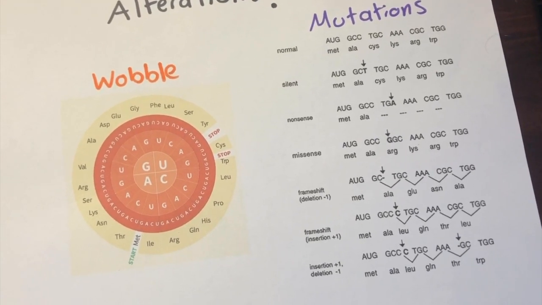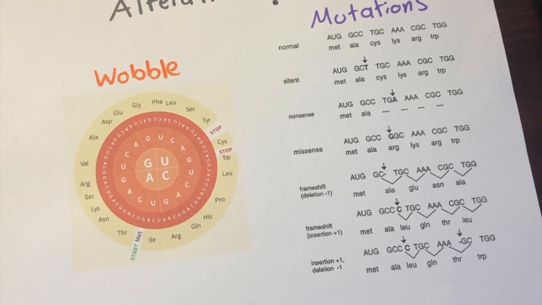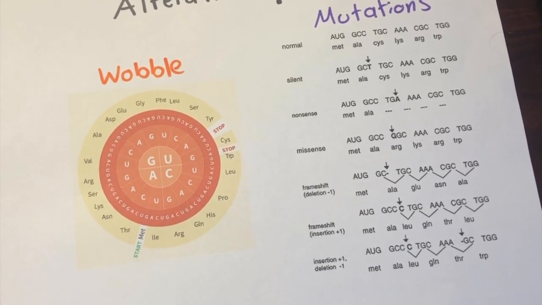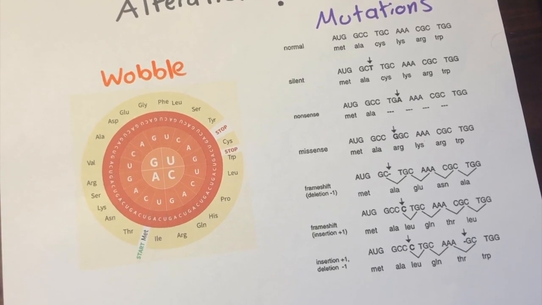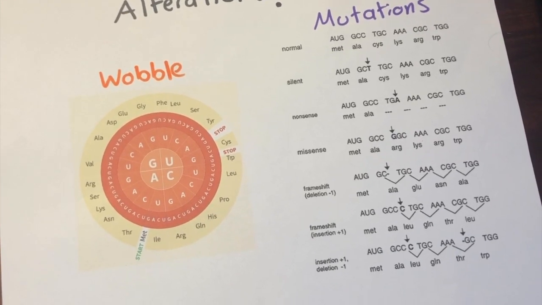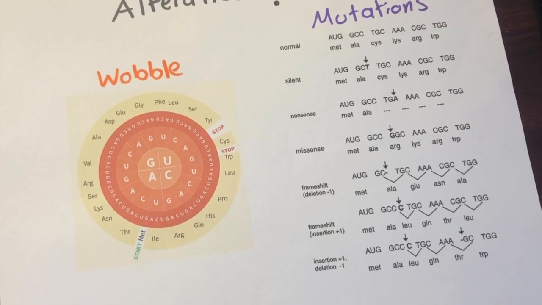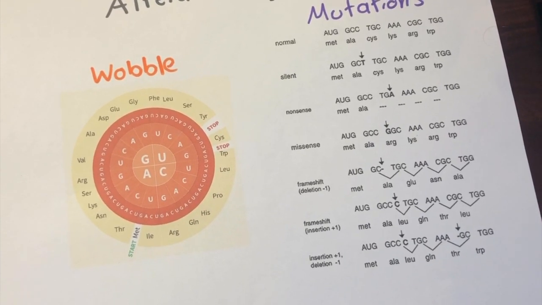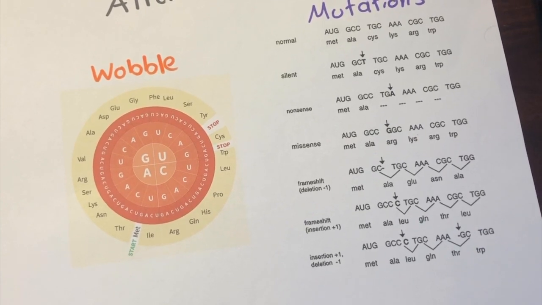However, the process of wobble can prevent the alteration of amino acids. This phenomenon is illustrated by the figure on the left, as there are multiple nucleotides within the third position that can code for the same amino acid. For example, GCA, GCC, GCG, and GCU all code for alanine. It does not matter what nucleotide is in the third position.